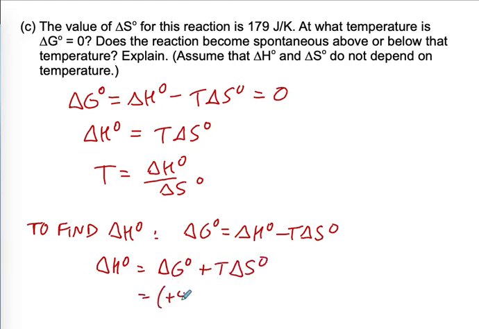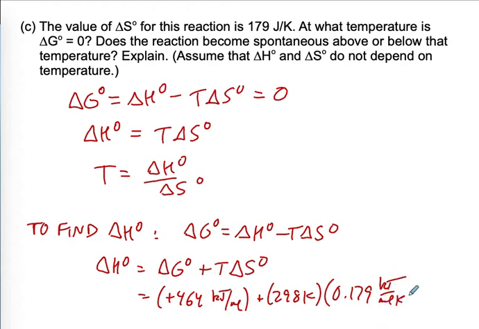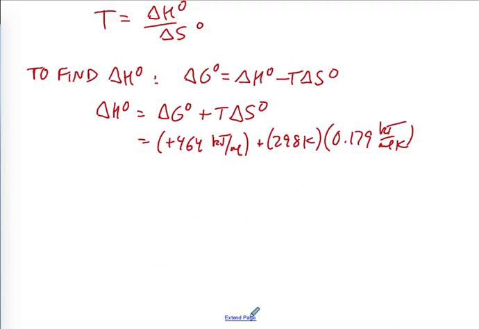That's the positive 464 kilojoules per mole we just calculated, plus, that was at 298 Kelvin, we'll multiply that by the delta S naught that was given, 0.179 kilojoules per mole Kelvin. Notice I just converted from joules per mole Kelvin to kilojoules per mole Kelvin. And that gives me a value of delta H naught equal to plus 517 kilojoules per mole, an endothermic process.